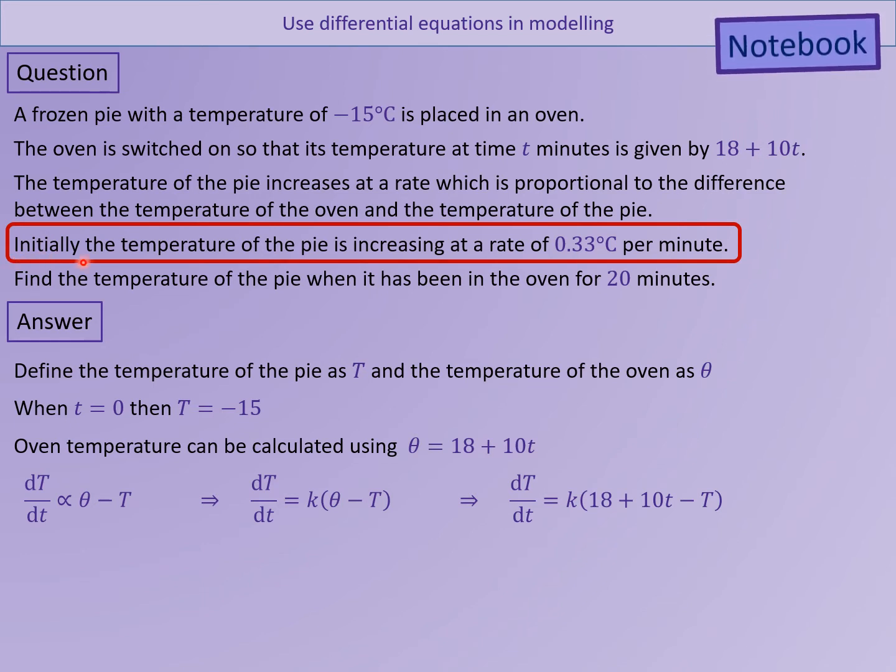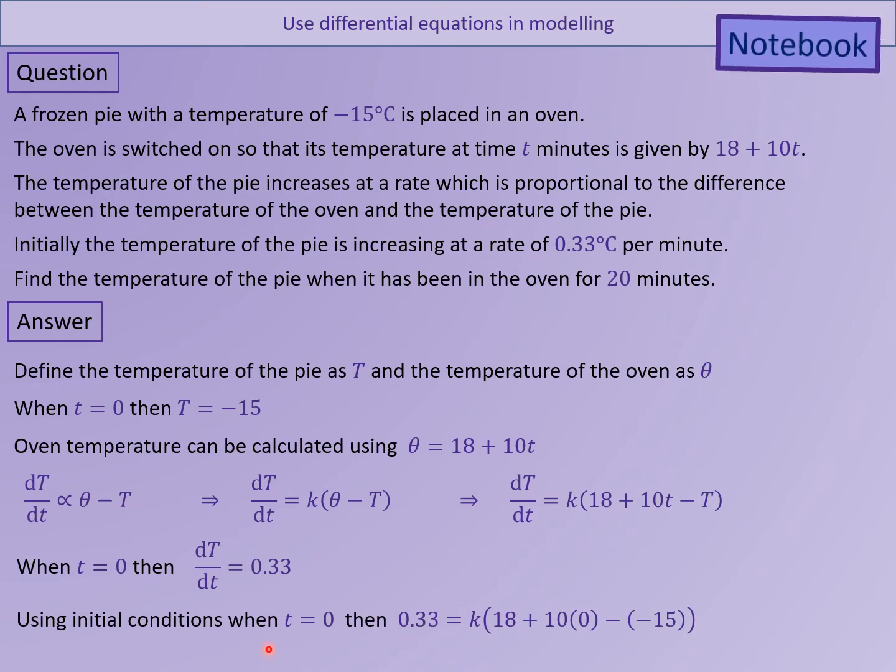So that means t equals naught, time equals naught. The temperature of the pie, which is our capital T value, has a rate of 0.33 degrees Celsius. So using that bit of information, I should be able to go on and hopefully work out what the k value is. Because don't forget that when t equals naught, the initial pie's temperature was minus 15. So I can put all that information into our differential equation. All right, so I put that in. I can put the 0.33 equals k lots of that, to get my constant, my k value.